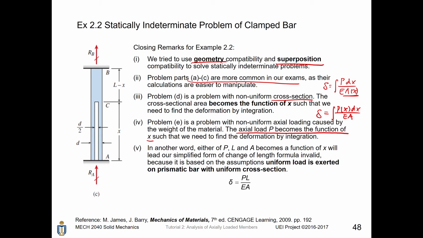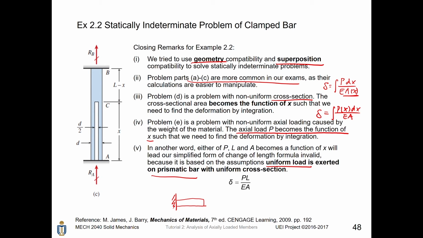In other words, notice that the application of the formula delta equals PL over EA has a lot of restrictions. For example, the load should be uniform, which means P should be constant. Besides, the bar should be prismatic, which means we don't accept a bar like this. For this bar, you can say the cross-sectional areas are the same, but it is not prismatic because, as you can see, there is a bulge in the middle.